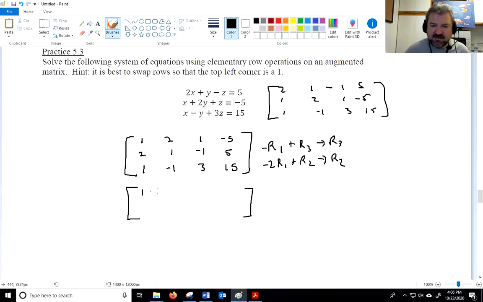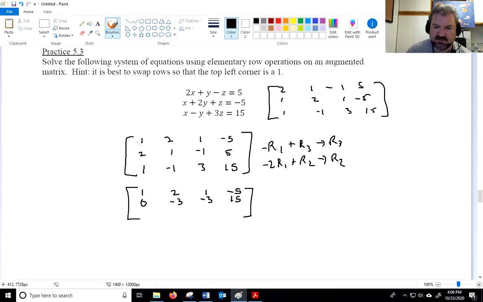So row 1 will not change. 1, 2, 1, -5. Multiply this by a -2 and add it. -2 plus 2 is 0. So that's 0. -2 times 2 is -4, plus 1 is -3. -2 plus a -1 is a -3. 10 plus 5 is 15.